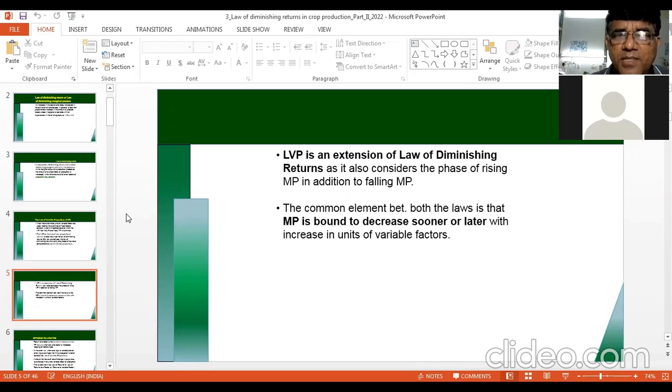Law of variable proportion is an extension of law of diminishing return, as it also considers the phase of rising MP in addition to falling MP. So LVP considers all the three stages. The common element between both the laws is that MP is bound to decrease sooner or later with increase in units of variable factor.